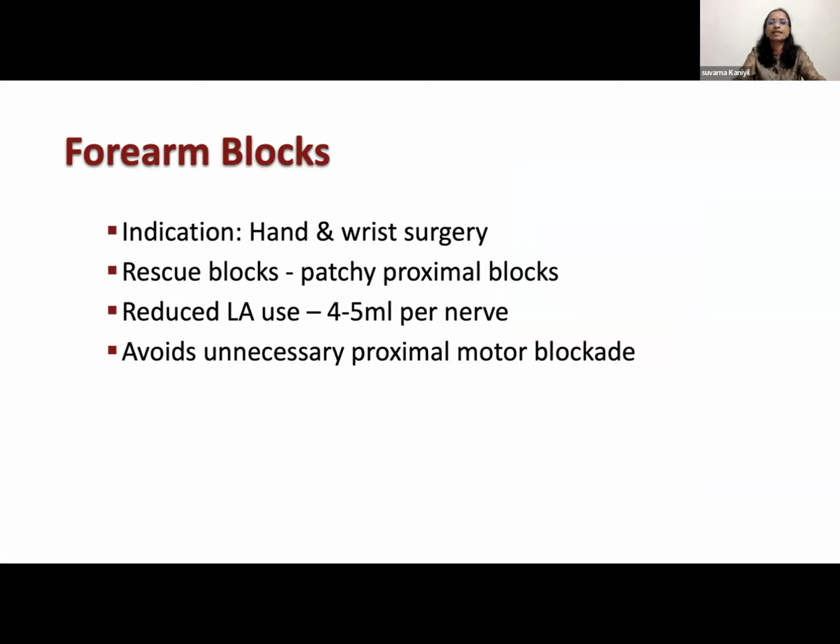They are mainly used in hand and wrist surgery as rescue blocks whenever there is a patchy proximal block. For a single nerve, you need to give a maximum of 4 to 5 ml only.